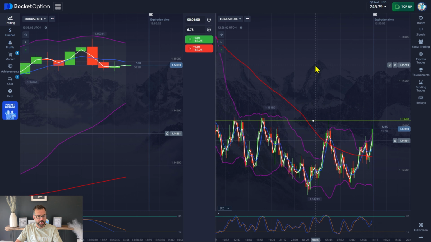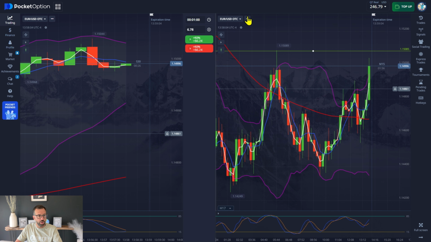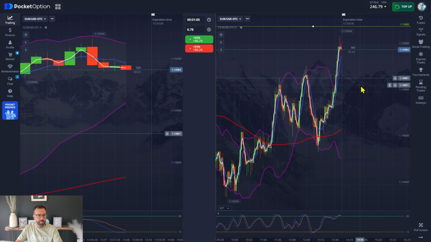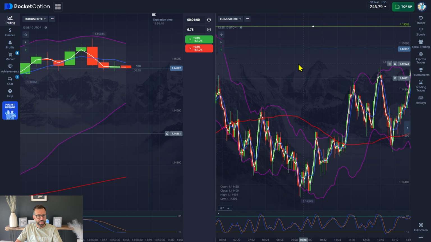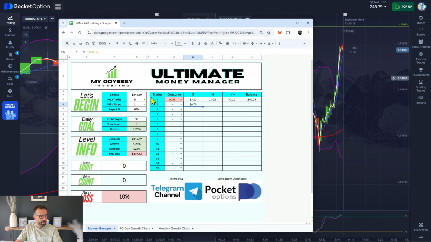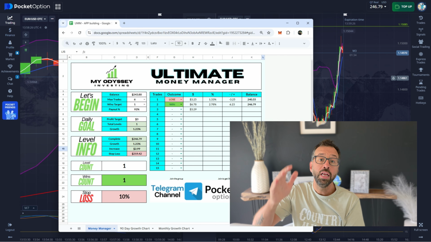So that is a great way for you to confirm and see where you are at in the trend. Make sure you change that back to 3 so you can get an idea of where you're at. But yeah, you can see that this line here would have been the top of the resistance, and then it came back down. So let's bring over the Ultimate Money Manager, and we put in a win here, and that's it. Our level count is complete. We won this. So that is it.